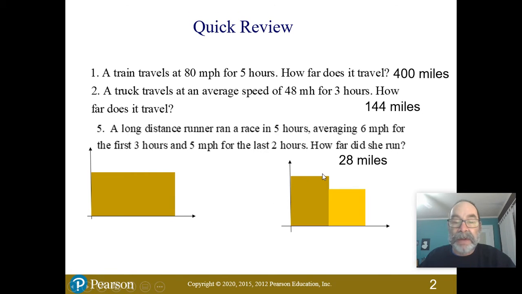6 miles an hour. Okay, so the y value up here is 6. The x value that we would have right here would be for the first 3 hours. So this area right here would have an area of 18. And then we went 5 miles an hour for the last 2 hours, and 5 times 2 is 10. So the first 2 problems would have a graph that would look like this. The last problem would have a graph that would look like that. It's just a little bit different way of looking at how to do these if you graph the velocity and you want to find the distance.